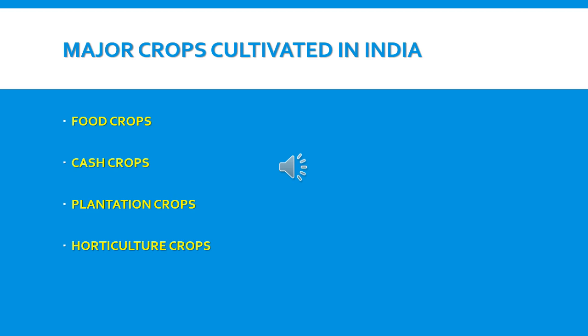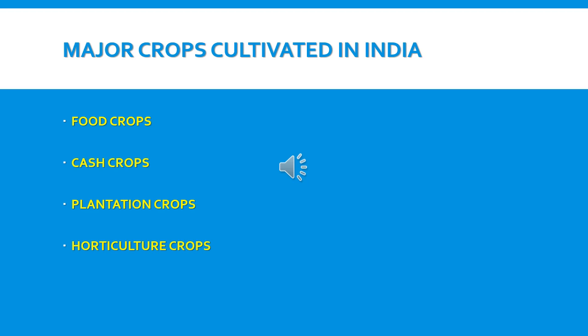So what are the food crops? Rice, wheat, maize, millets, pulses, etc. Then cash crops. So what are the cash crops? Sugarcane, tobacco, cotton, jute, oil seeds, etc. Then plantation crops. So what are the plantation crops? Tea, coffee, rubber. Horticulture crops means fruits, flowers, and vegetables.